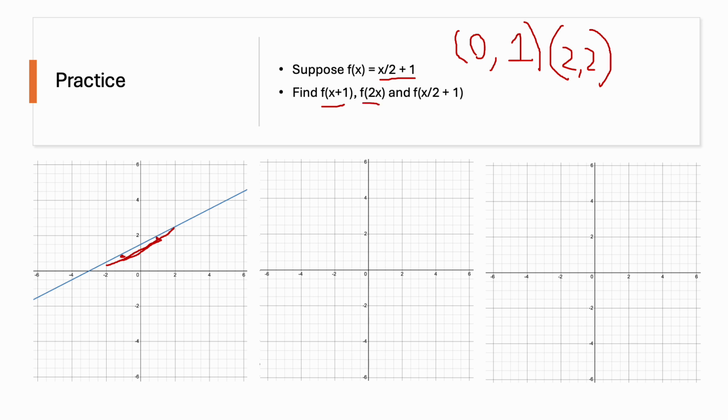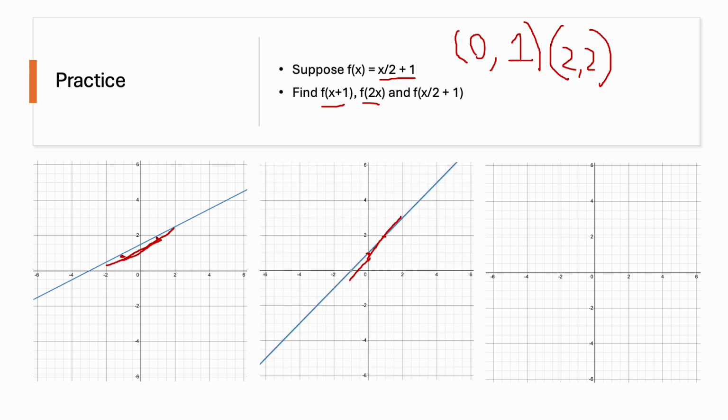F of 2x, well, if we remember, that's going to divide all the x values by 2. So because this is already 0, this isn't going to change. So it's going to just be 0, 1. But this one, 2, 2, is going to turn to 1, 2. And then if we connect those points, yeah, that looks good. Okay, now this one is a little bit more complicated.